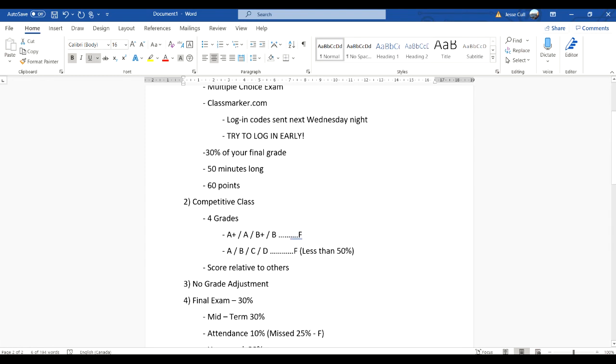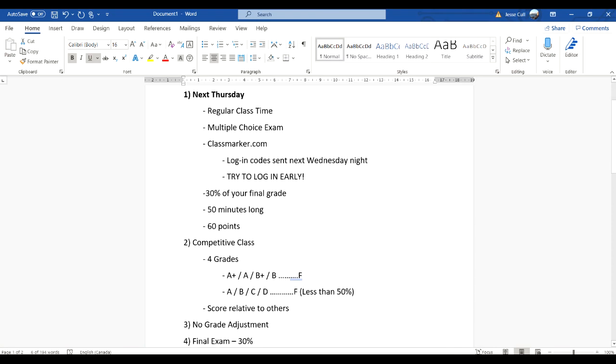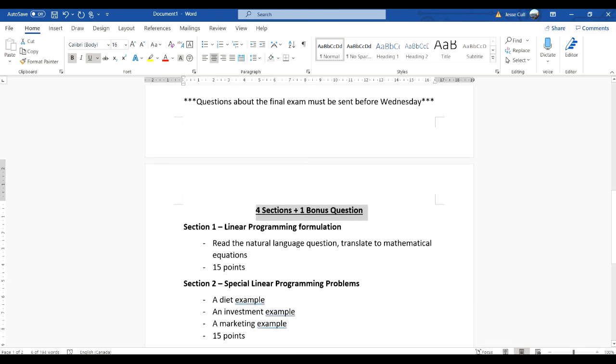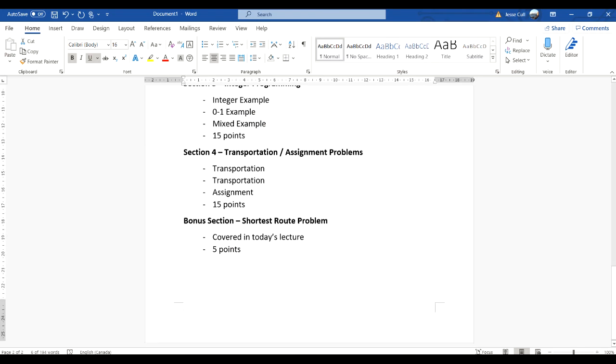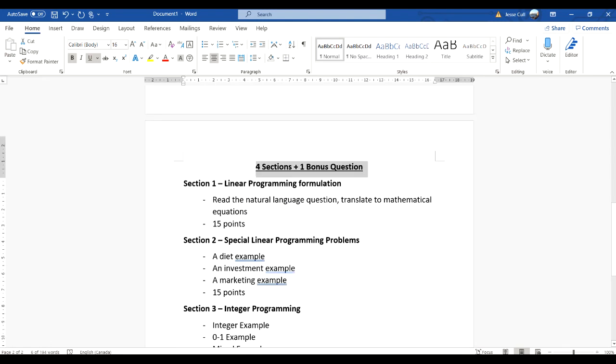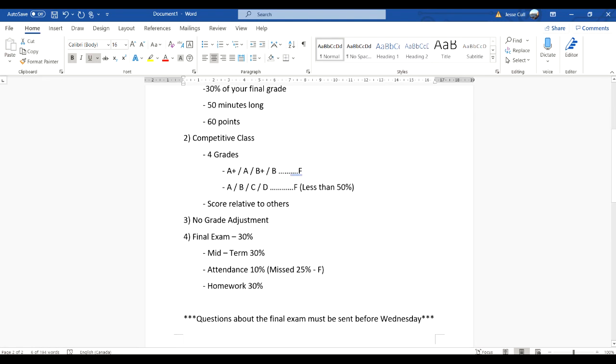Hopefully everyone is clear on this. I will upload all of this information that I have just spoken about. I will upload this document to our Kakao group chat. Hopefully everyone is clear. Good luck on the exam on Thursday.